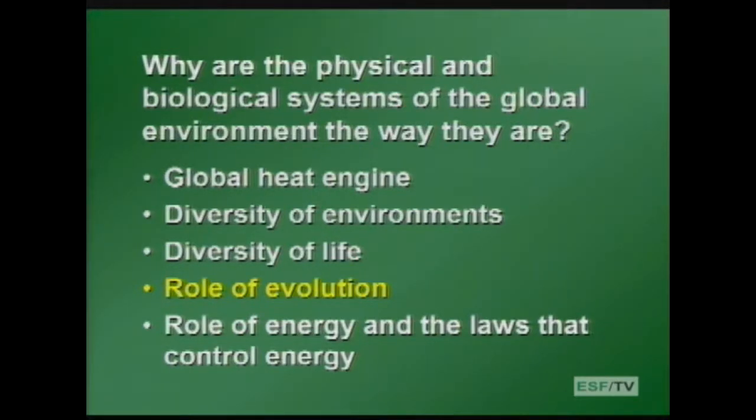And then we connected them with first principles, always with energy. So basically, the role of energy and the laws that control energy, because those dictated the global heat engine. They also dictated evolution by natural selection. So we went through that, and here we are today. What are we going to do now? We're going to look at how human systems have adjusted and evolved in response to the natural environment and also the abiotic conditions of the Earth.